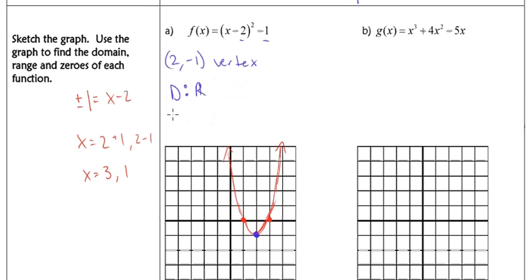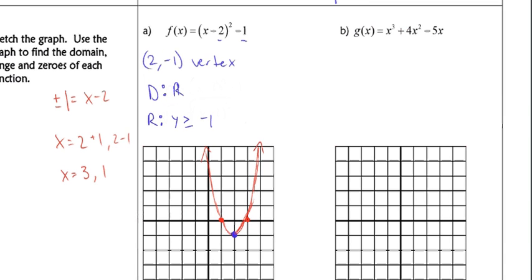Our range, on the other hand, just what's our output, what's the possible y values, is that y is going to be greater than or equal to, what's our lowest y value? -1. So greater than or equal to -1.